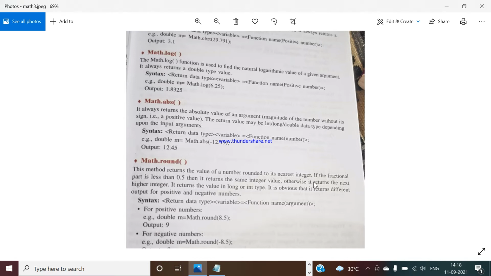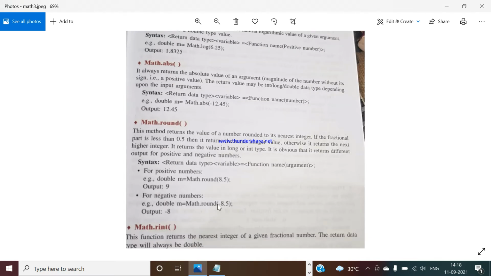If the number has a fraction, it returns the same integer value if the fraction is less than 0.5, otherwise it returns the next higher integer. Take an example. If the user wants to round off 8.5, it will be 9. For positive numbers we are talking. But if we talk about negative numbers, then it will go for the lower number. That means the round off of minus 8.5 will be minus 8. But for positive numbers, it will go for the higher number.